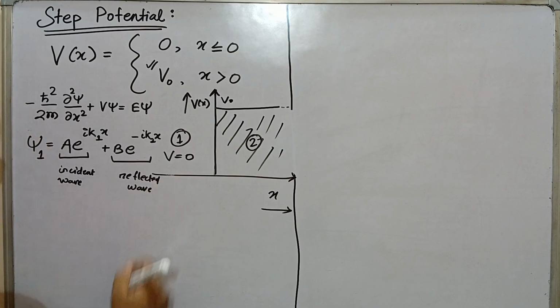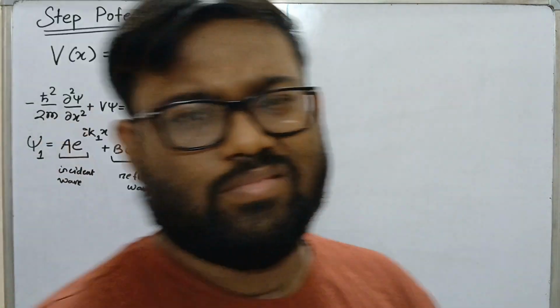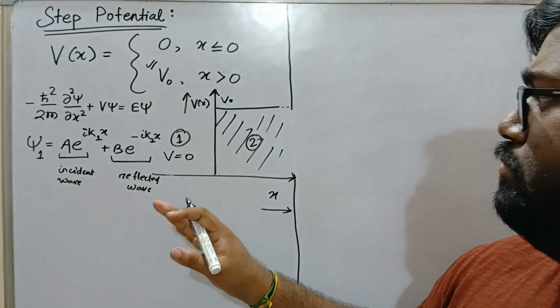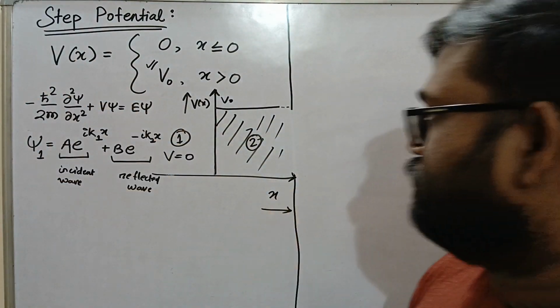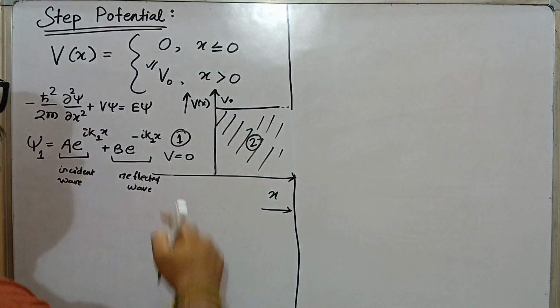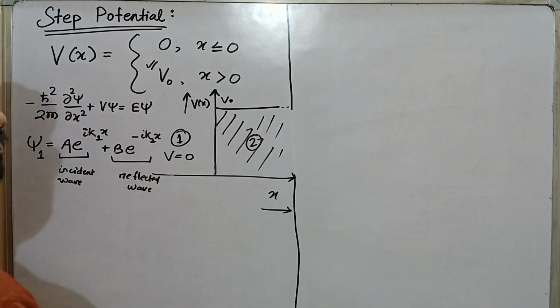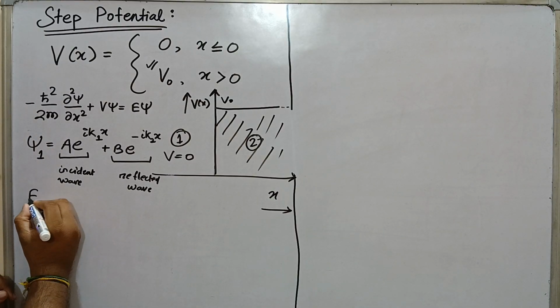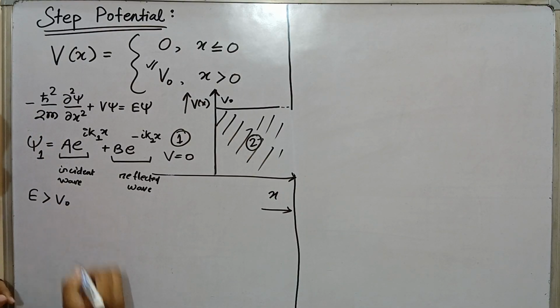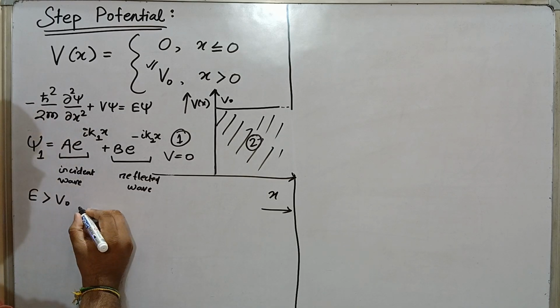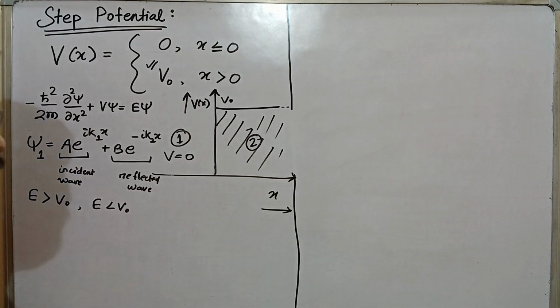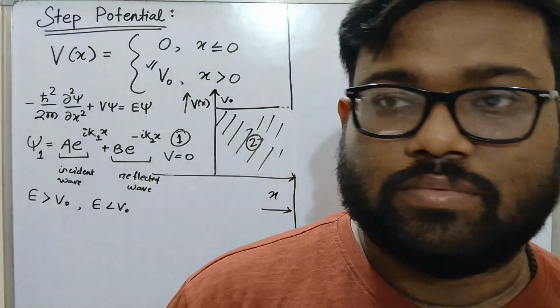Got it? Very simple, and we are not even trying to make it complicated. Okay, now look at this. When a particle is coming at this potential, it can be of two types. One, for E greater than V0. Another case can be for E less than V0. There can be two cases.